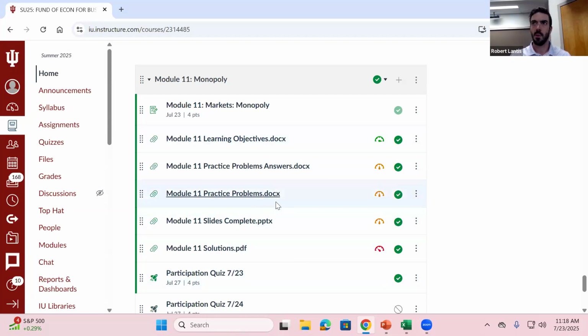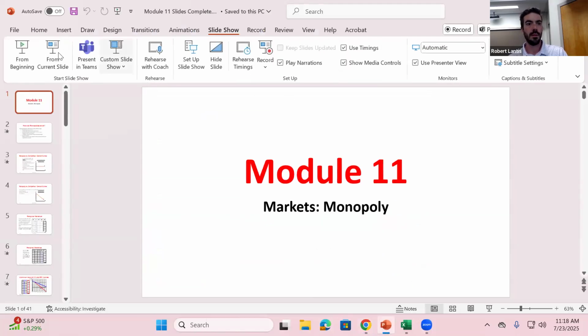I'll give you a little bit more insight as to how to use that tool, but you'll see it pop up here on Canvas. I'll put it up as soon as I get back to my office after class. Okay. Any questions before we dive into module 11 here?